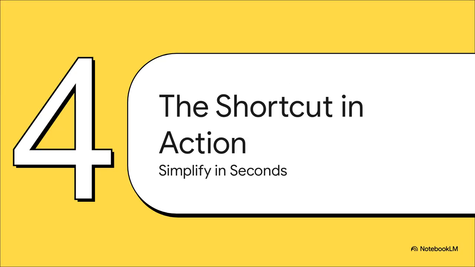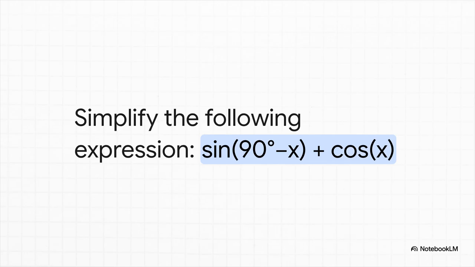Okay, theory is great, but let's get to the good stuff. How does this actually save you time and headaches? This is where this little trick becomes a real superpower. Let's see how it lets us tear through expressions that look way more complicated than they really are. Take a look at this. At first glance, your brain might start searching for some weird expansion formula to apply. But with our new cofunction knowledge, we can solve this in like 5 seconds.